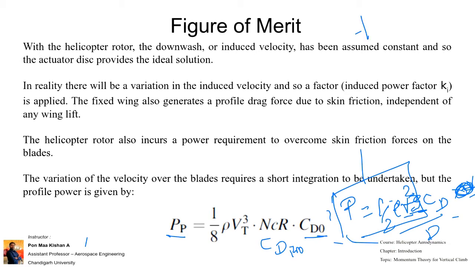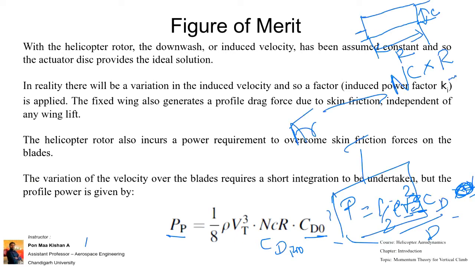If this is the rotor blade, our rotor has a radius of R and a chord of C. So the area will be given by chord into R, the radius of the blade. There are n number of blades, so the area is given with respect to NCR. That's why it is mentioned over here, NCR, area.